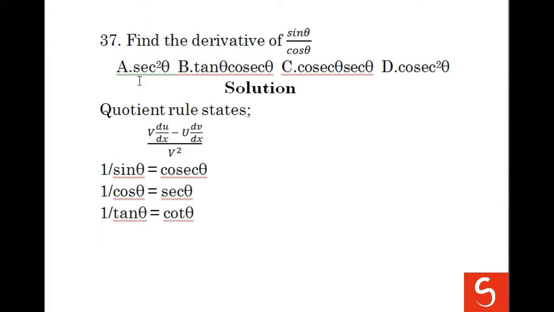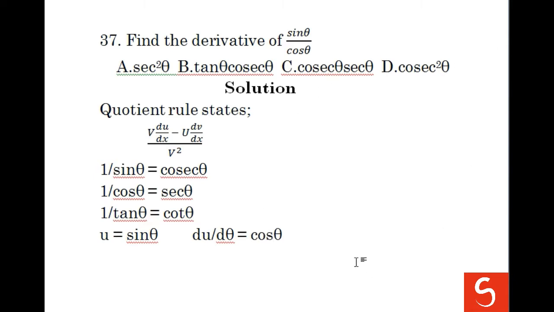So this is the quotient rule, just as I explained in the previous video. We have the product rule for multiplication and the quotient rule for division. Here we can say let u be equal to sine theta. So du d theta, we are differentiating sine theta, and when you differentiate sine theta, you have cos theta.